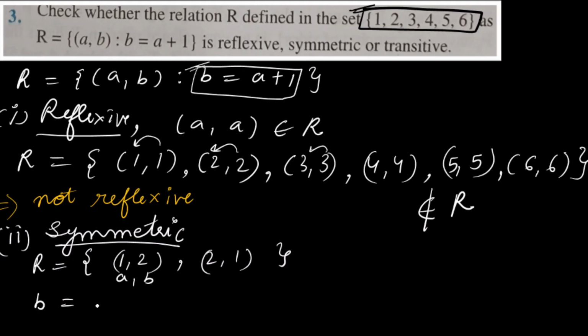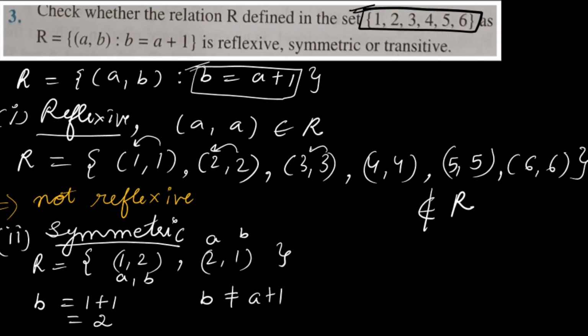Here for this one, B is equal to A plus 1. A is what? 1. So 1 plus 1 is equal to 2. But here A is 2 and B is 1. For this one, B is not equal to A plus 1. For both the ordered pairs, B should be equal to A plus 1. But B is equal to A plus 1 for the first ordered pair, but this is not true for the second ordered pair, the symmetric ordered pair of 1 comma 2. So this will be there for all other ordered pairs also.